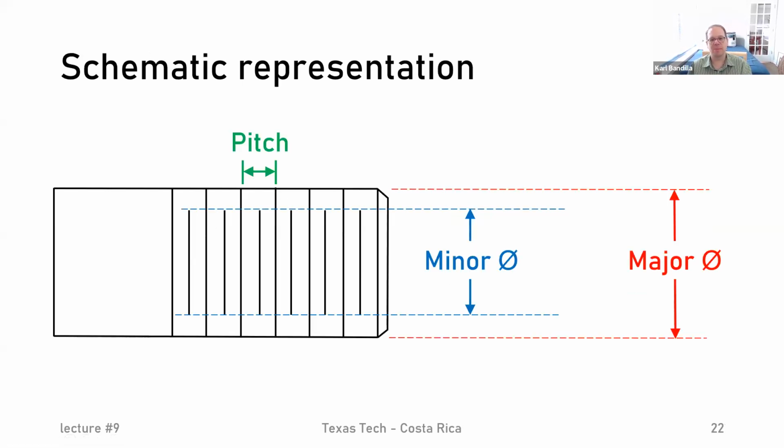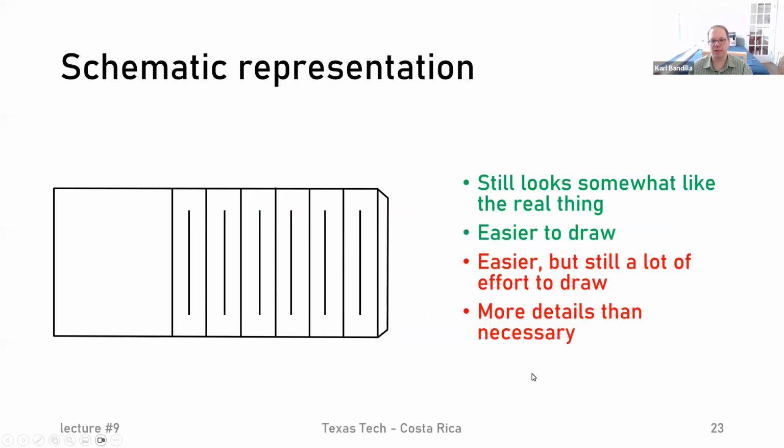That brings us to the schematic representation, which is of course a lot less work, as we can see, right? All we do is basically draw the cylinder, and then in the area where we have the thread, we have this simplified or schematic version of it, right? The outside is going to be the major diameter, the shorter lines are going to be the minor diameter, and then the distance between these full lines is going to be the pitch, right? So that would be the simplified version of doing it.